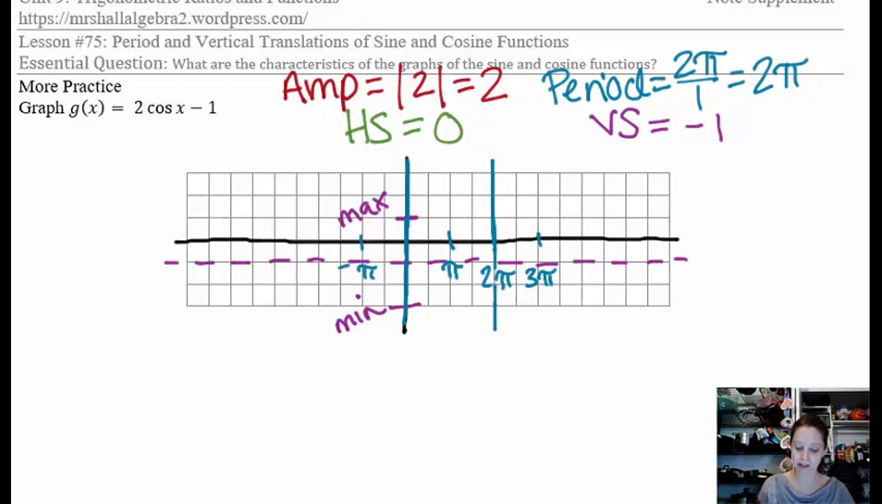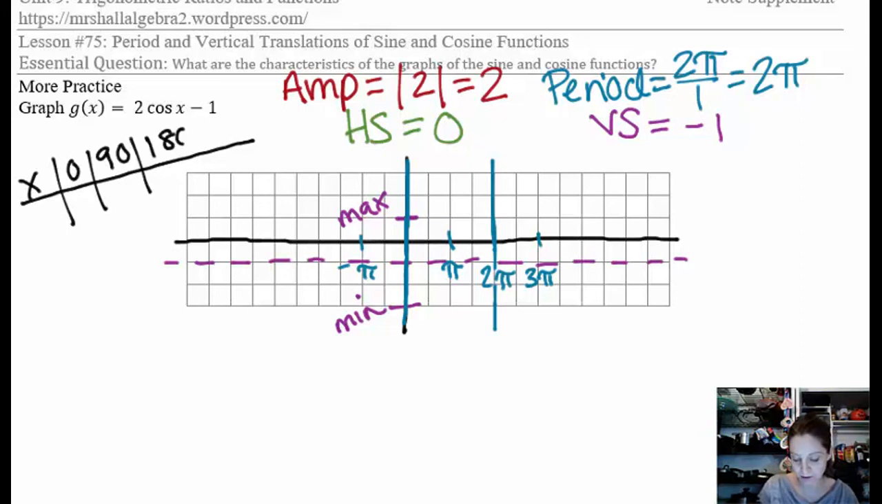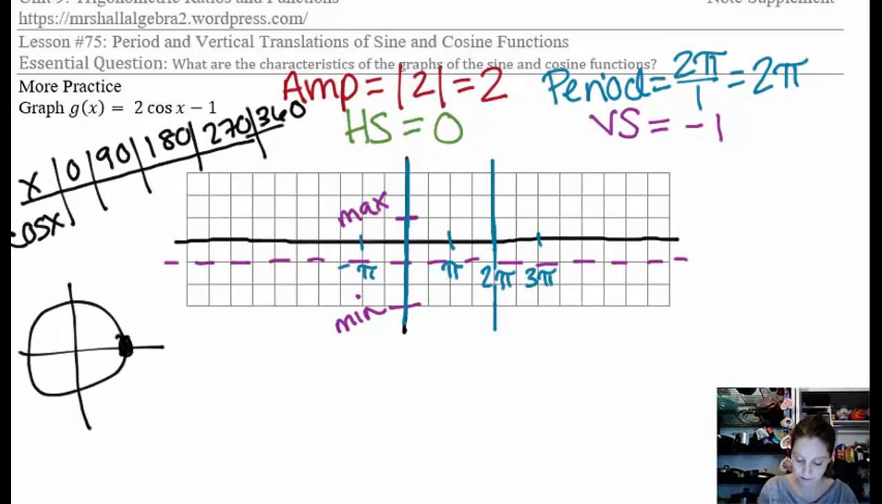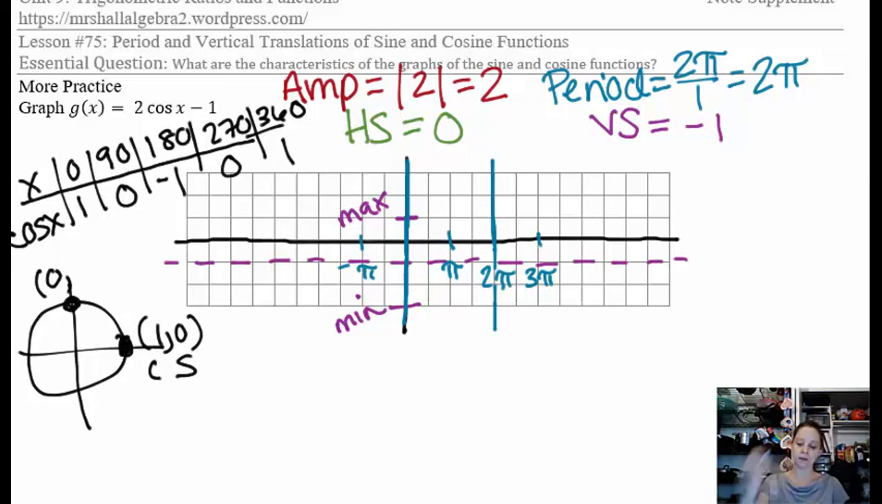And now this is cosine, so I need to make a cheat sheet for myself of the important cosine values. So that's 0, 90, 180, 270, 360. And now this is cosine of x. I draw the unit circle. I start at 0 degrees when the point is (1, 0), and that's cosine, sine. So this is 1, and then the cosine x value goes to 0, and then it goes to -1, 0, 1.